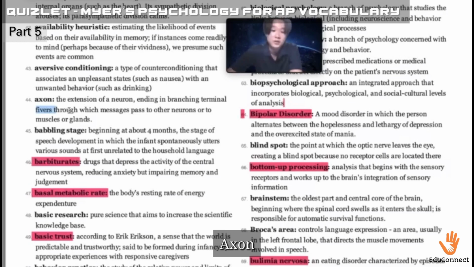Feel free to check the Unit 2 video again if you do not know how this process works. So your axon is where messages are passed to other neurons or to muscles or glands through the terminal buttons, right? Because it's an extension of a neuron. That's how it passes on the neurotransmitters to the next neuron.